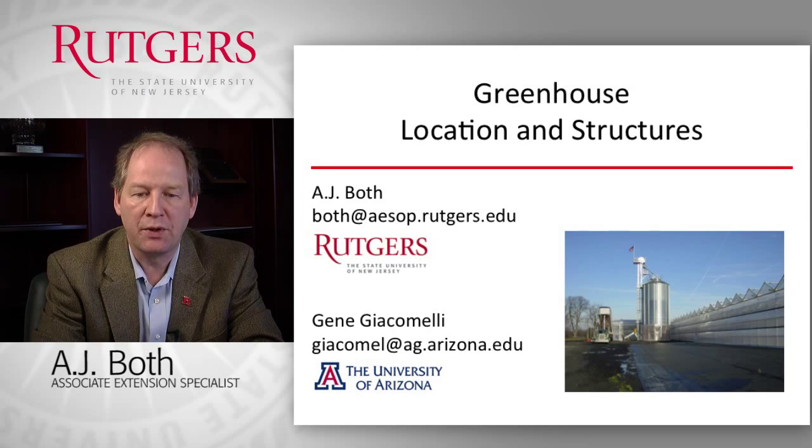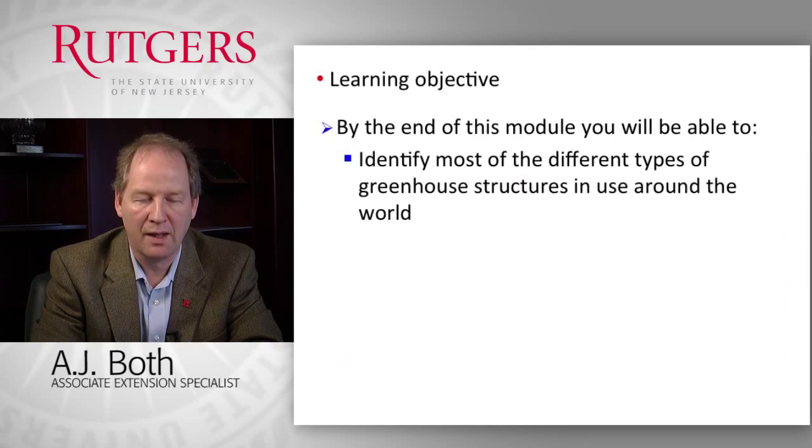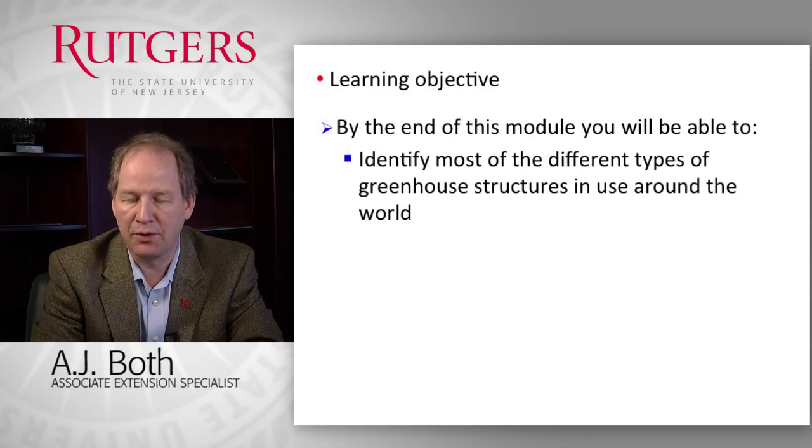This module deals with greenhouse location and structures and is presented to you by A.J. at Rutgers University and Jean Giacomelli at the University of Arizona. The learning objective of this module is that by the end you should be able to identify the different styles of greenhouse structures in use around the world.